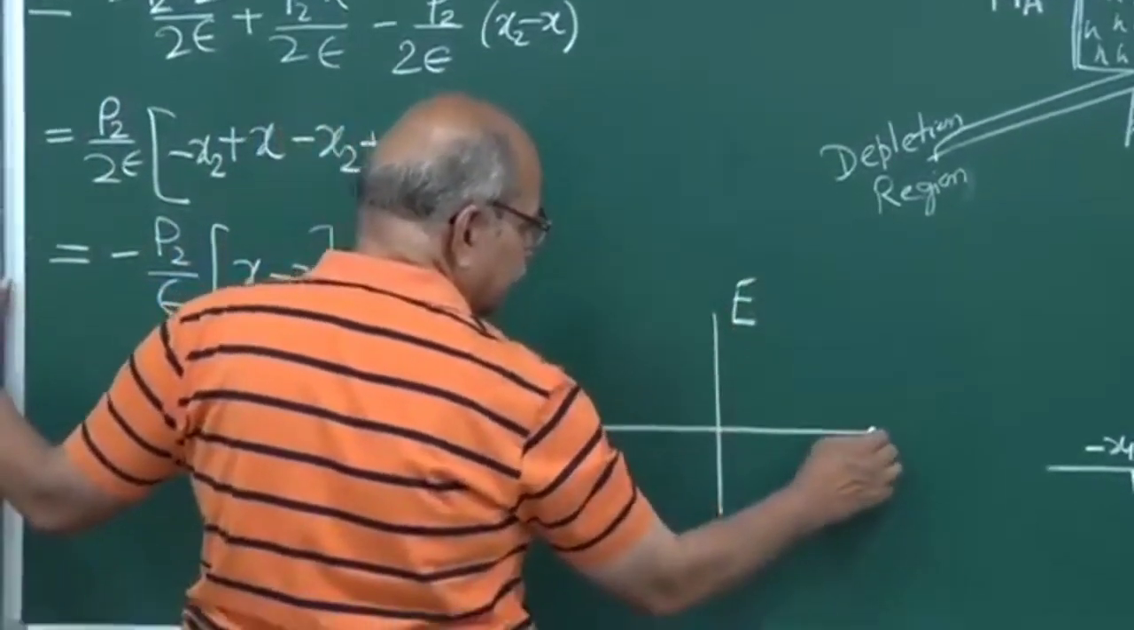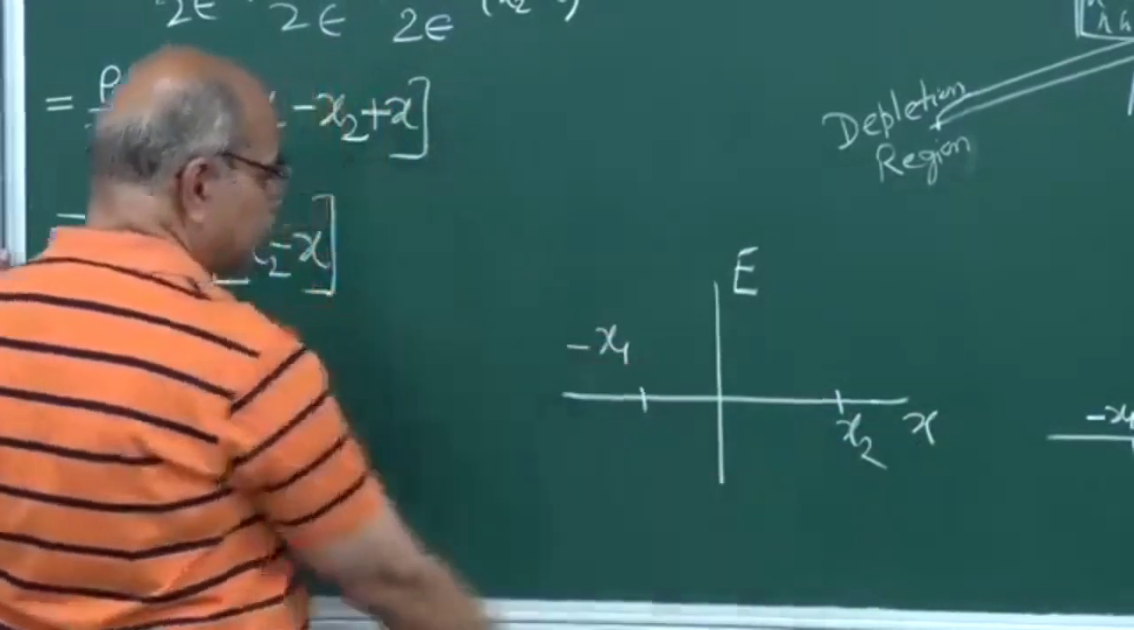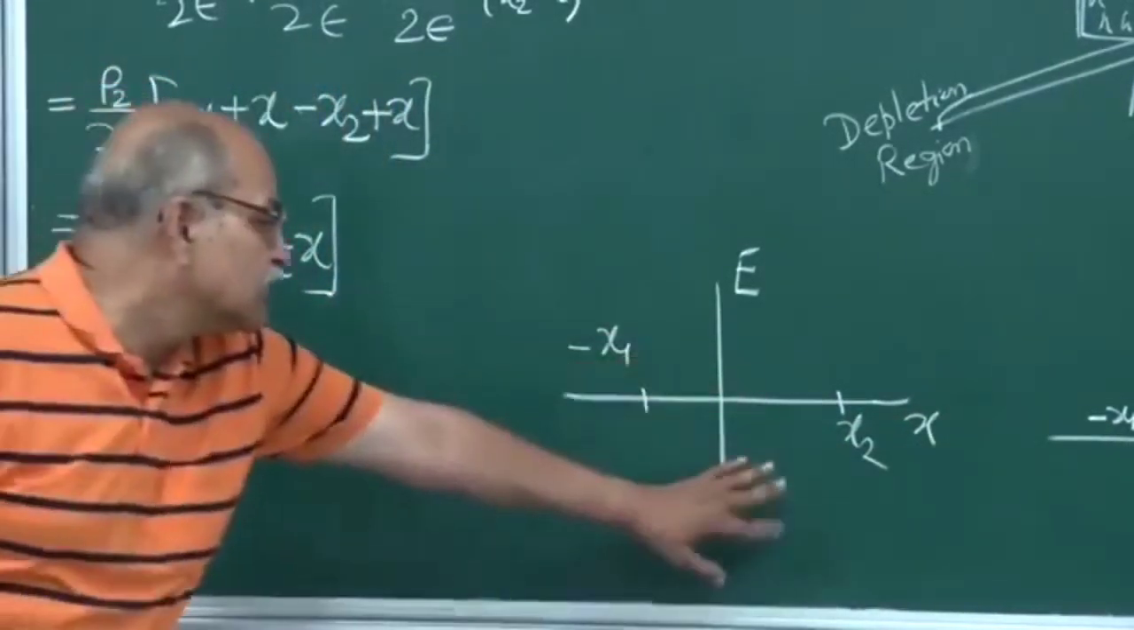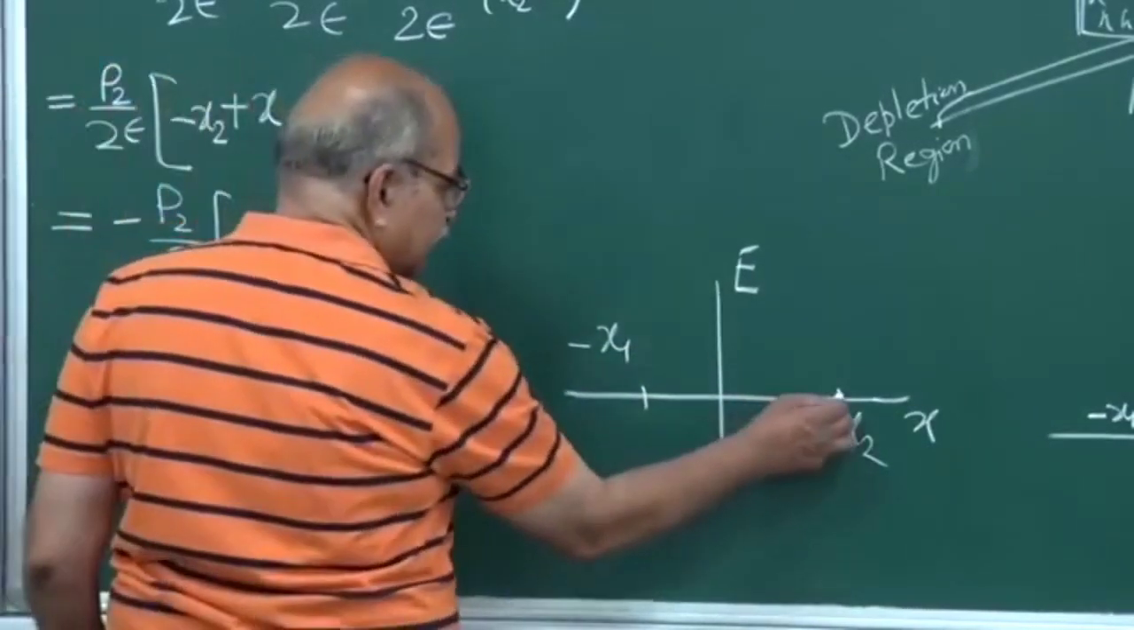Now I am plotting this E here, and this is x. This is the point x2, let us say, and this is that point minus x1. And I have calculated for this region only. This is negative, so this electric field will be on the negative side. At x equal to x2, the electric field will be 0. So here the electric field will be 0.